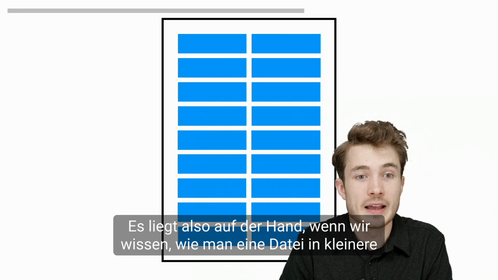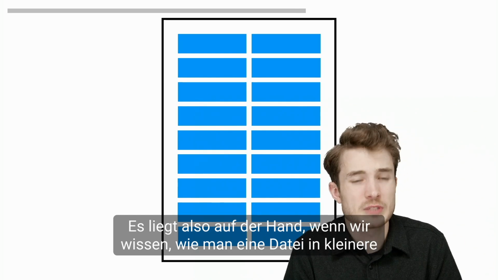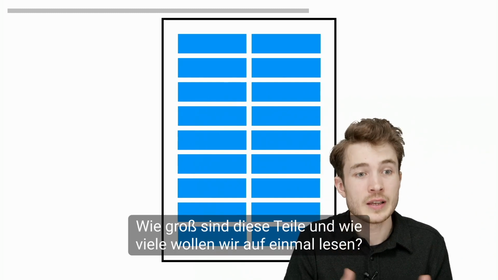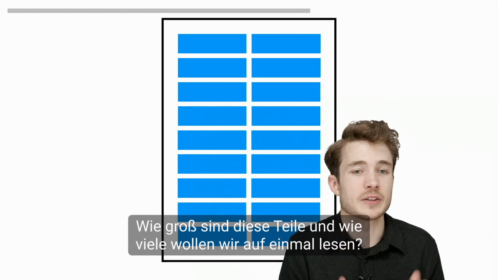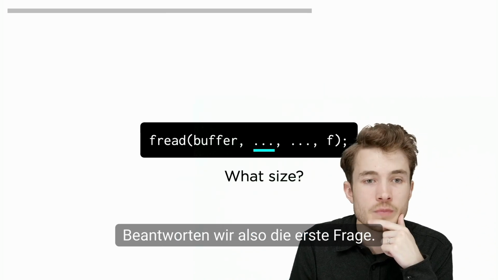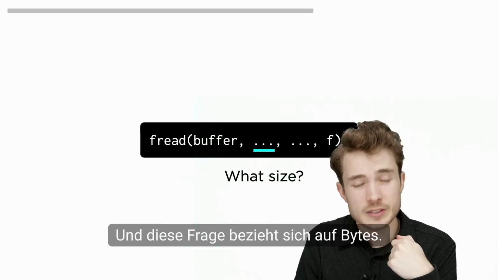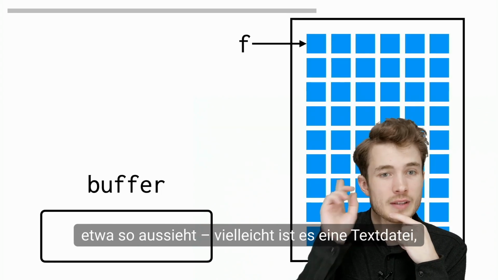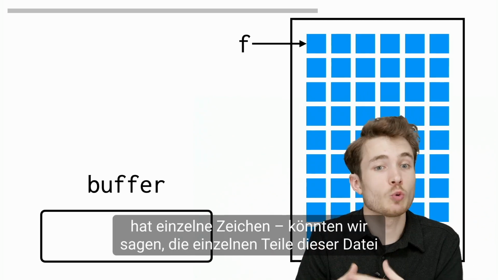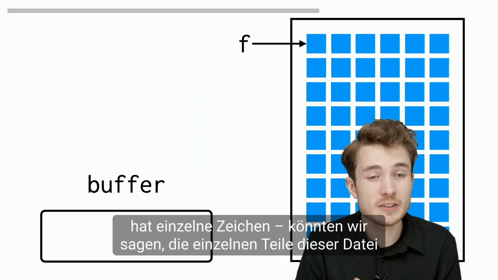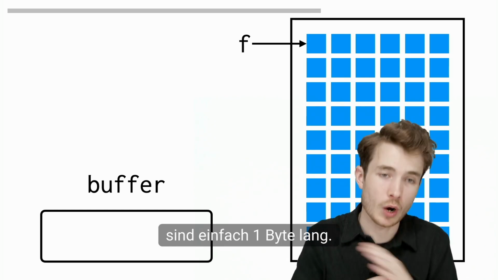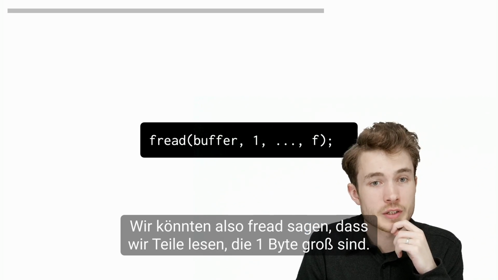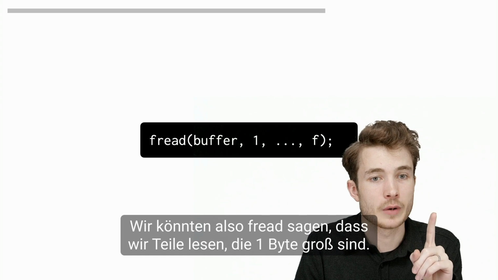So it stands to reason then, if we know how to break a file into smaller chunks, we need to answer these 2 questions, which is how big are those chunks, and how many do we want to read at once? So let's answer that first question. What size are these chunks? And this question is in bytes. So if we're working now with, let's say, a file that looks a bit like this, maybe it's a text file, it has individual characters, we could say the individual chunks of this file are simply 1 byte long. So we could tell fread, we're going to read chunks that are 1 byte big, right?